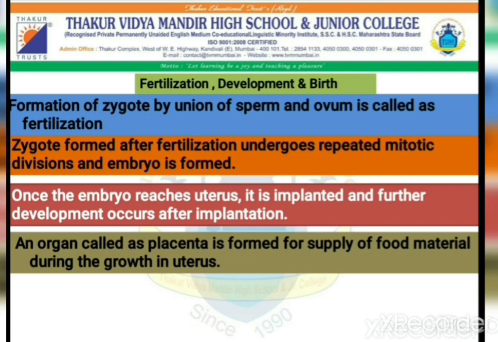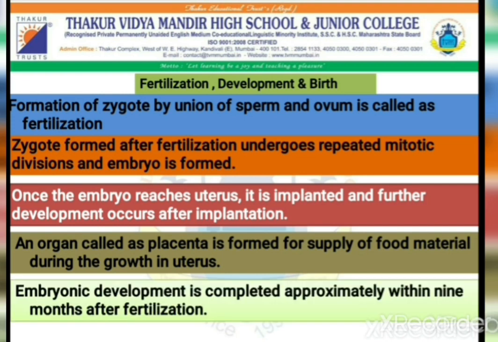So the placenta is an important part which provides nourishment to the baby as long as he is inside the mother's womb. The embryonic development is completed approximately within 9 months after fertilization. That is, during the union of the male and female gametes, fertilization has taken place, resulting in the formation of a zygote. The zygote has converted into an embryo, and this embryo is implanted into the uterus. The embryo is getting nourishment from the placenta, and after the embryo's development is completed, the process of development and reproduction of a baby is done. So the birth of a new baby takes place. So that is how sexual reproduction in humans is carried out.